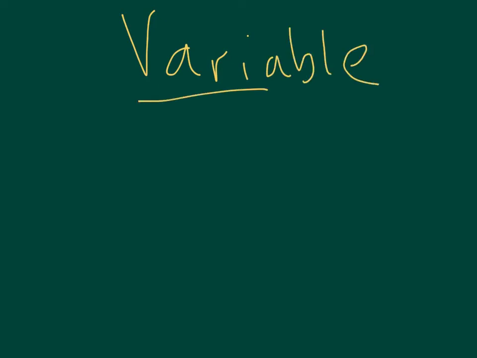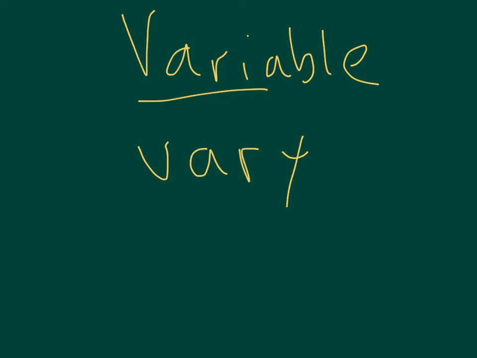Alright, so today we're going to talk about variables. Now, you might wonder, what is a variable? Well, the root word for variable is vary. And if something can vary, it can change. So a variable is something that could change.